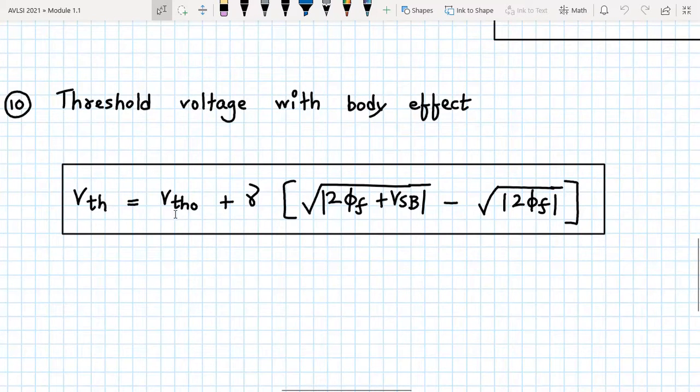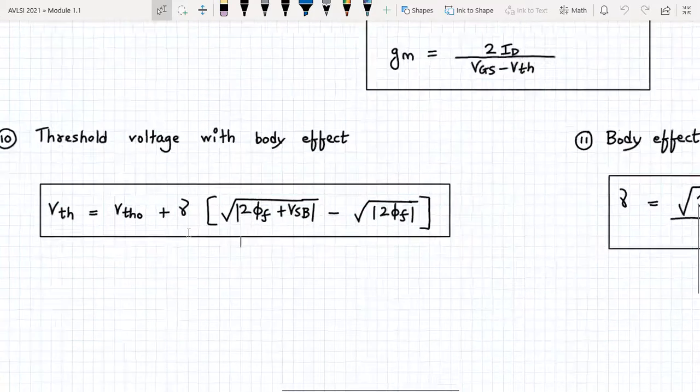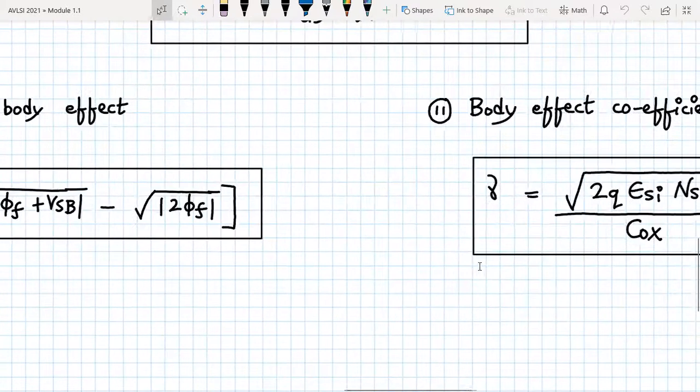So the VTH formula will be given by VTH0 plus gamma into square root of mod of twice phi f plus VSB, and here it will be minus square root of mod of twice phi f. So these are the values which we have got. Okay, this is the expression for VTH, correct? Don't make any mistake in the sign of phi f and VSB.